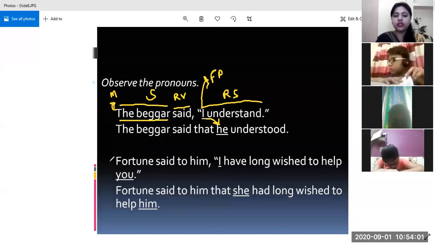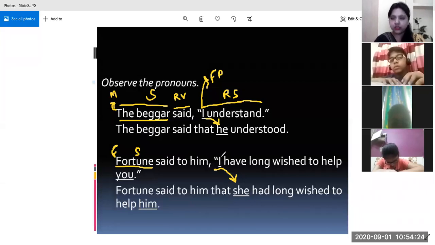Now let us look at the second example. Fortune said to him, I have long wished to help you. Now Fortune is a girl. This is the subject, and the subject is in feminine gender, right? So this I will change into she. So when the pronoun is in first person, then it changes into he or she depending upon the gender of the subject.